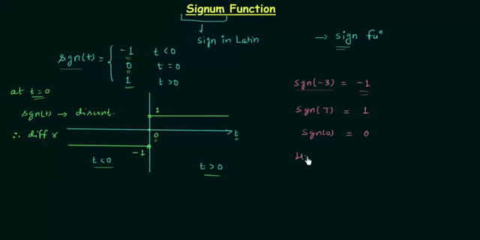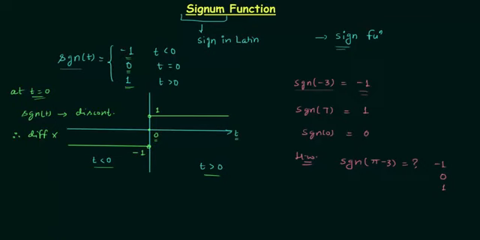And there is one homework problem for you. In this homework problem, we have signum of pi - 3, and you need to tell me whether signum of pi - 3 is equal to -1, 0 or 1. Once you have your answer, post it in the comment section.